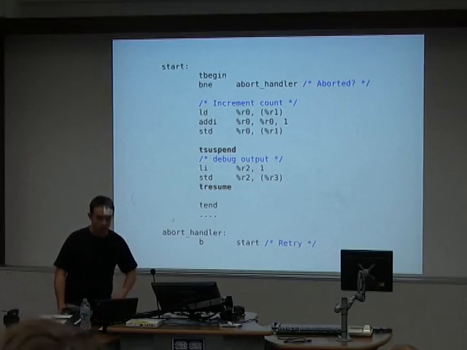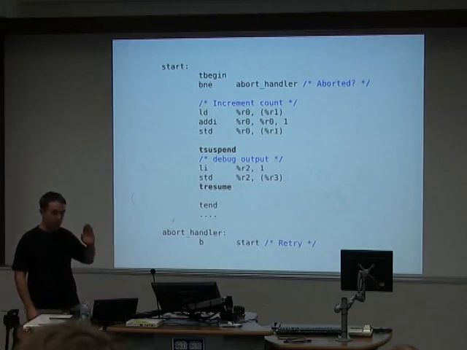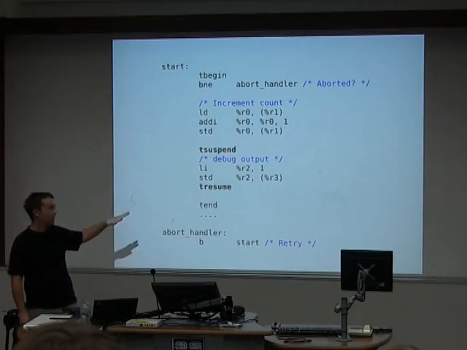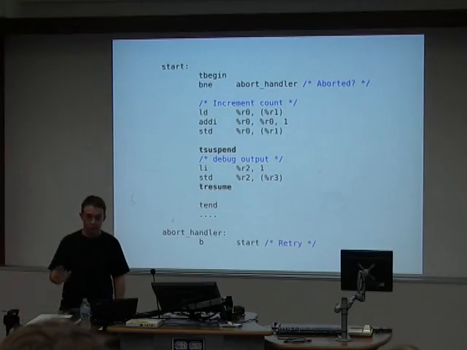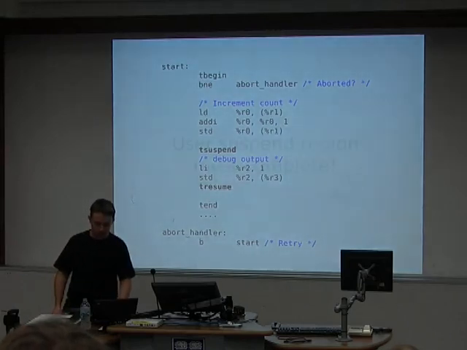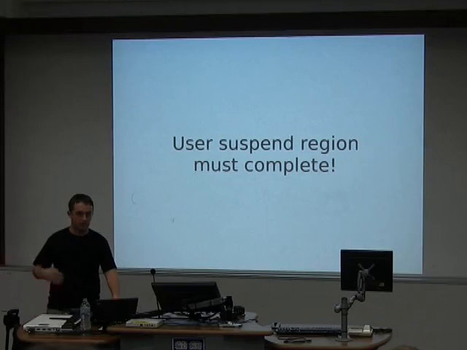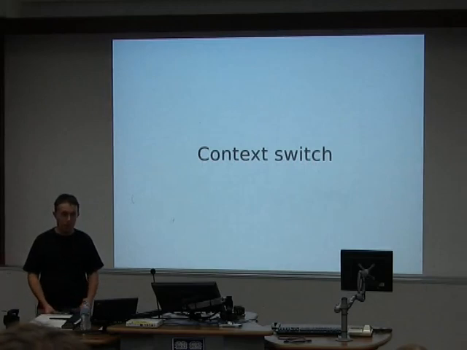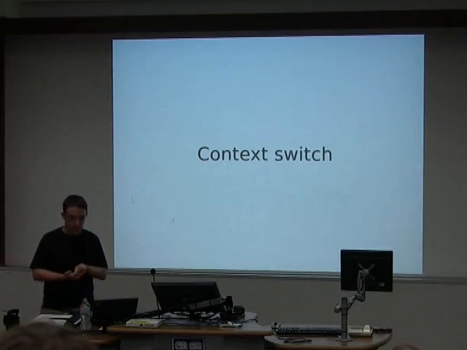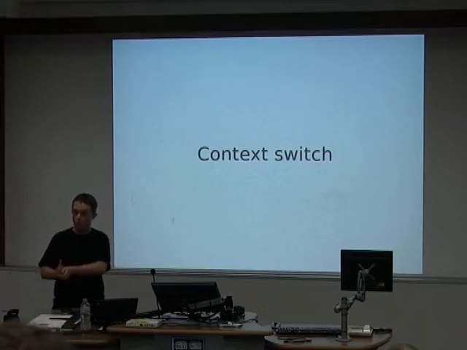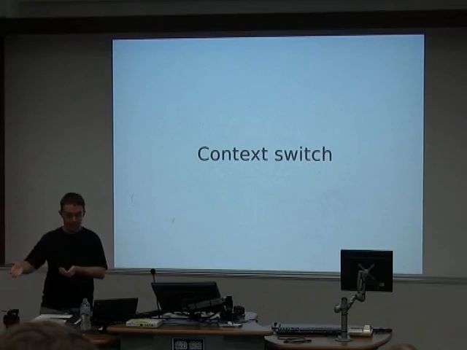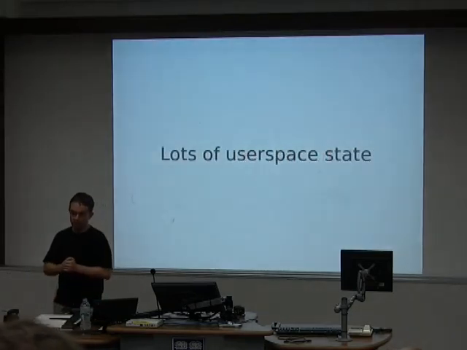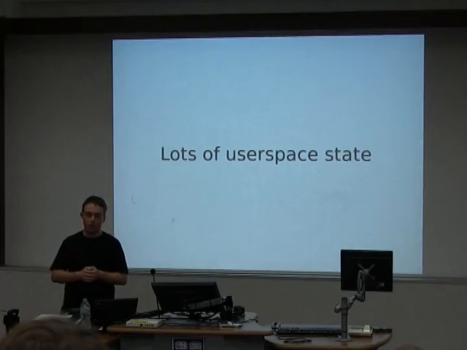So, where was I? The user suspend regions must complete. Once you get to the tresume, you can then roll back at that point. That's perfectly fine, but you can't roll back until you get to the tresume if you've already hit the tsuspend. User suspend regions must complete, much like the kernel one. Now, this has some interesting implications for context switching, because if you get a context switch in the middle of one of these, the kernel can't just automatically roll back all the state for you and go back to the abort handler. It must actually go and save this speculated state and the checkpointed state somewhere. So this is a bunch of extra user space state, and this has implications for things like uContext.